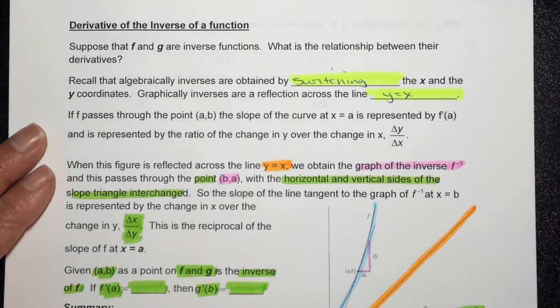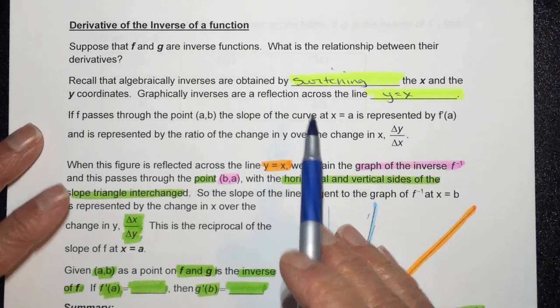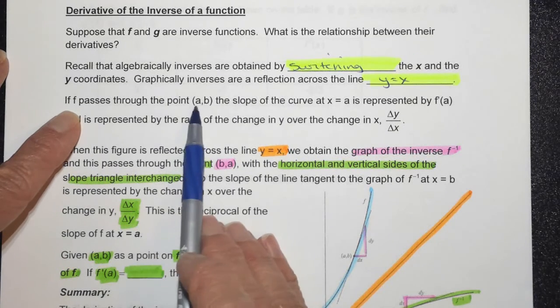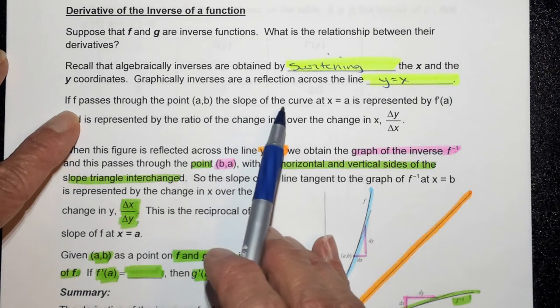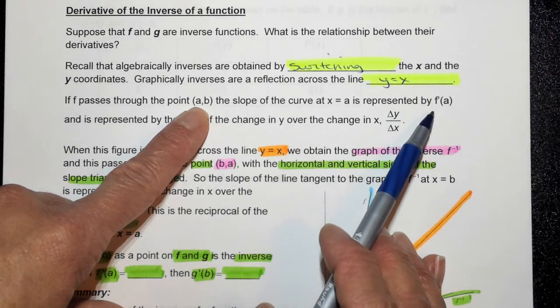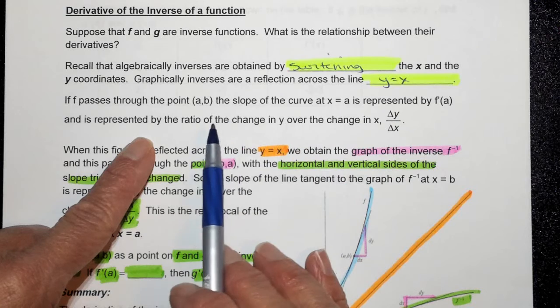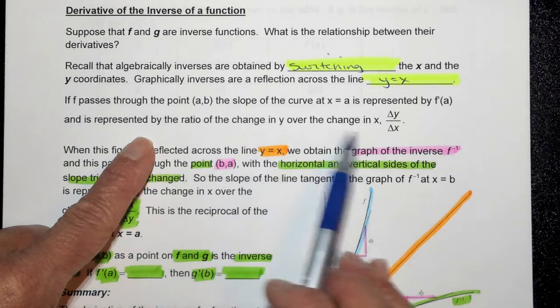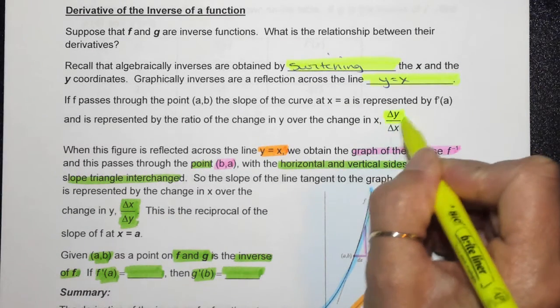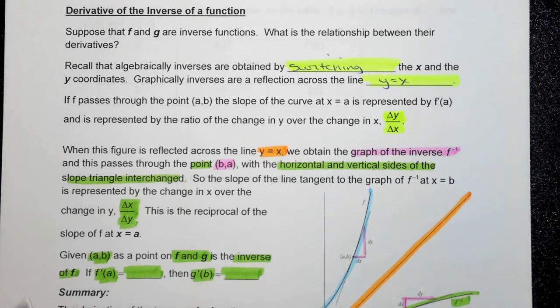So if you have an equation, you would switch x and y and solve for y. If you have the coordinates, all you do is switch x and y. So if the function f passes through a given point (a, b), and the slope of this curve at x equals a is represented by f prime of a, then you would also have the ratio of the change in y over the change in x, which is delta y over delta x. Okay, so this is just basically rise over run.